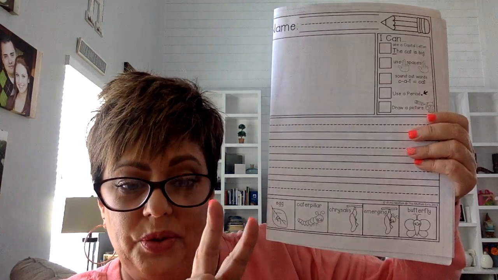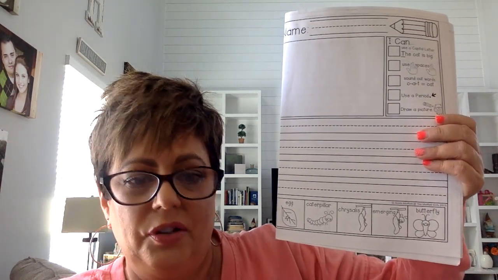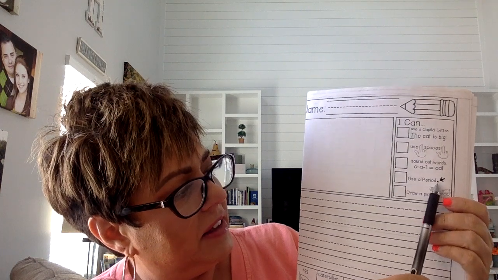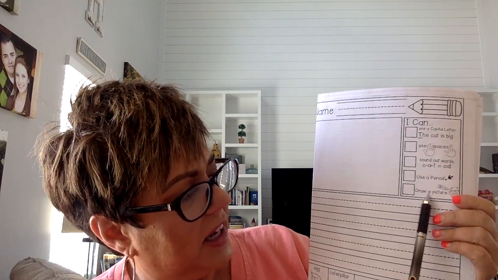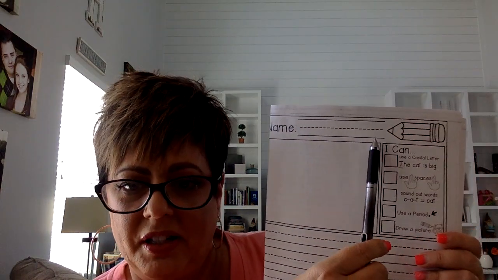I want you to write 2 sentences. Remember, we're writing 2 sentences. So make sure you have a capital letter. Make sure you use finger spaces. Make sure if you don't know how to sound out a word that you're using, write down the sounds that you hear. Then you're going to put a period at the end and you're going to draw a picture. Remember to check your boxes. If you checked off all your boxes, you get to give yourself a smiley face. Those are going to be some good sentences.